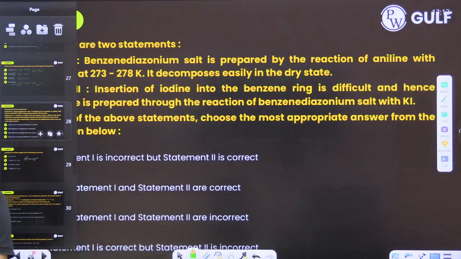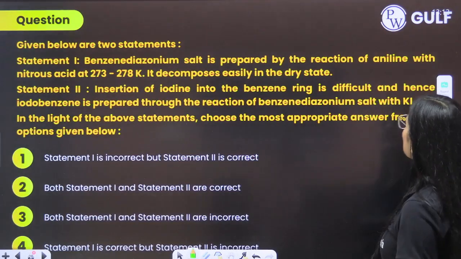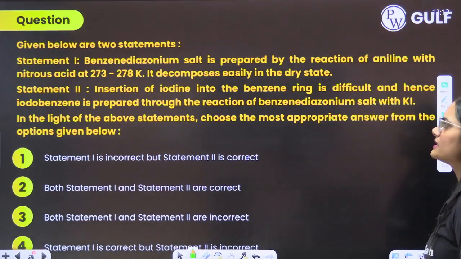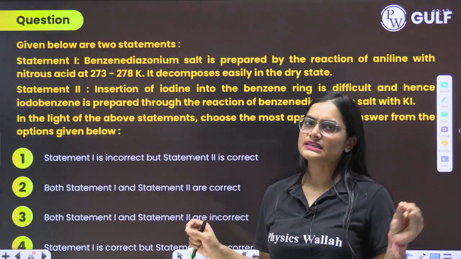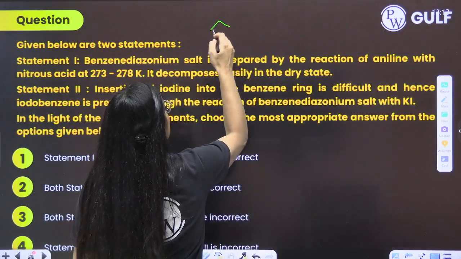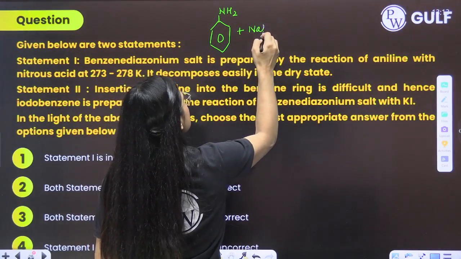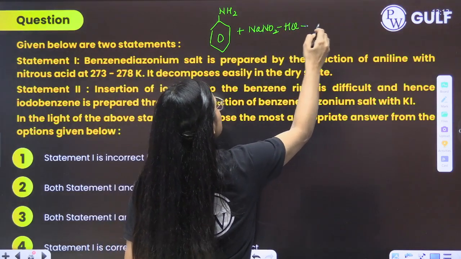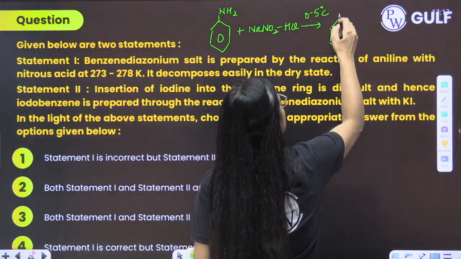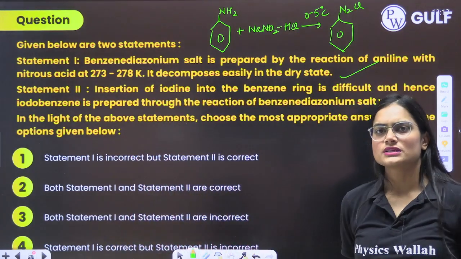Given below are two statements. Statement 1: benzene diazonium salt is prepared by the reaction of aniline with nitrous acid at 273 to 278 Kelvin. It decomposes easily in the dry state. This statement is totally true. We prepare benzene diazonium salt by carrying out the reaction of aniline with NaNO2 and HCl, maintaining a temperature of 0 to 5 degrees Celsius. Then we get C6H5N2Cl. And this is also true that it decomposes easily in the dry state. It is explosive in the dry state.